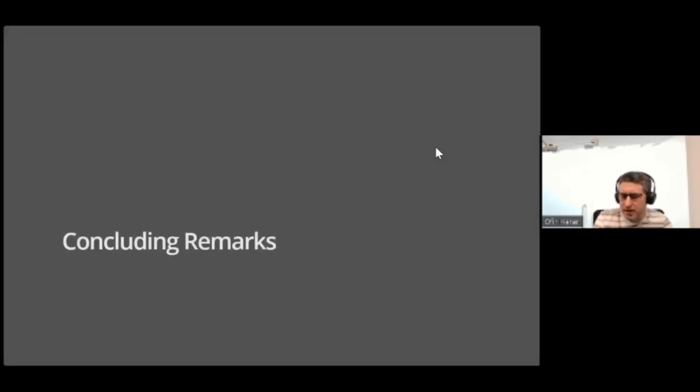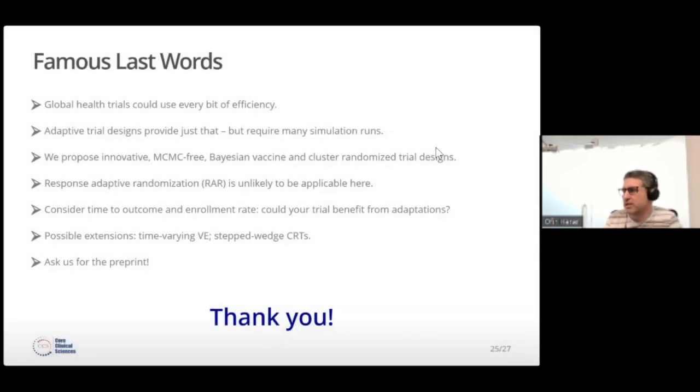I now wish to conclude everything and leave you some time for questions. So as I hope I convinced you in the very first slide, global health trials could use every bit of help, because they are long, expensive, logistically challenging, and we essentially all pay for them. So there is no commercial interest behind them. So adaptive trial is one way of creating that efficiency.